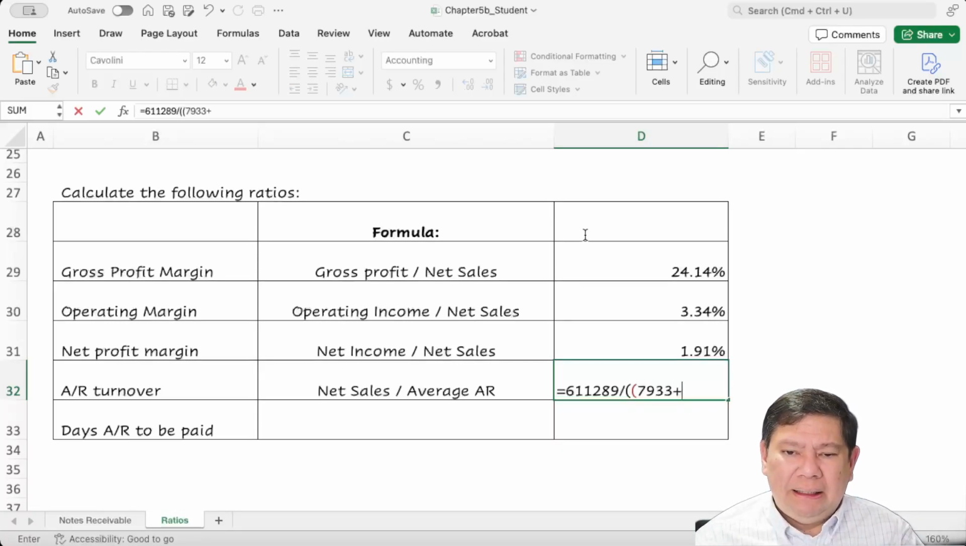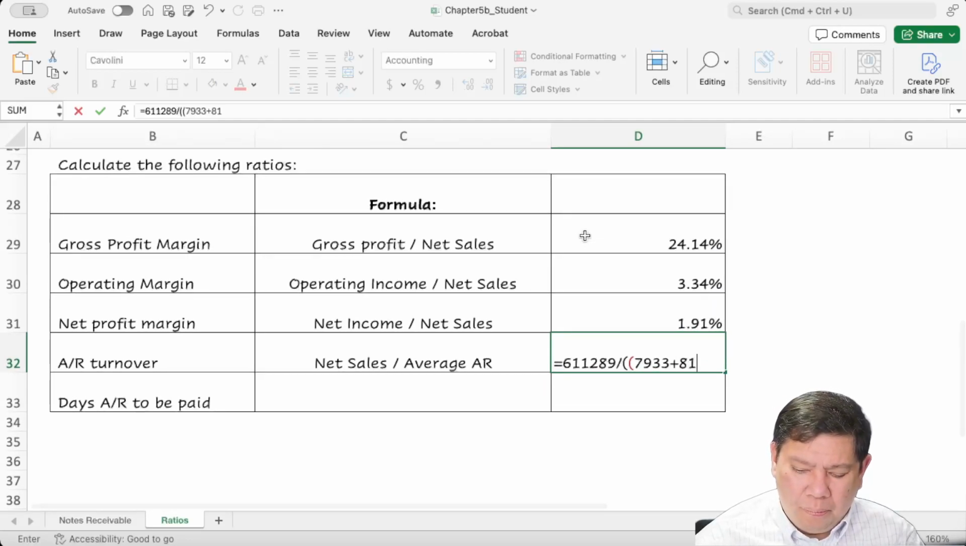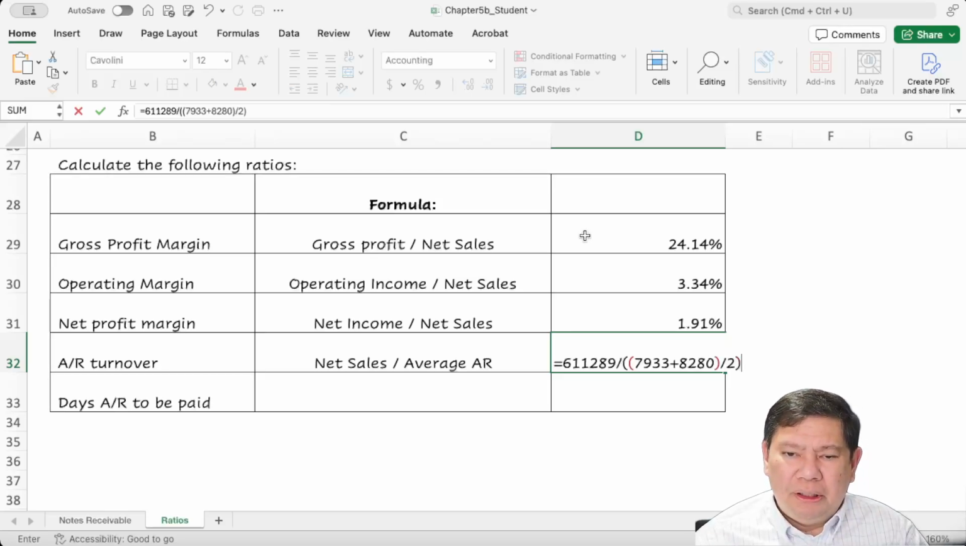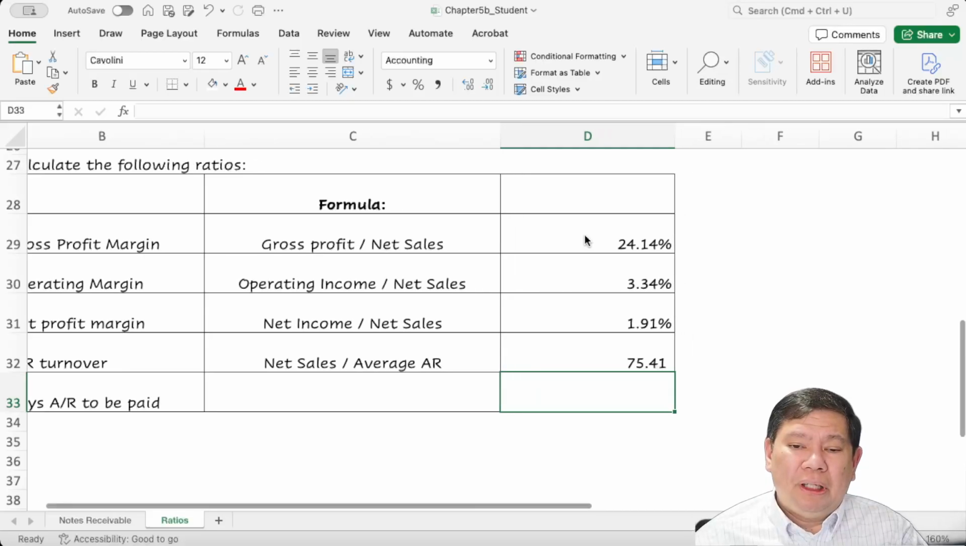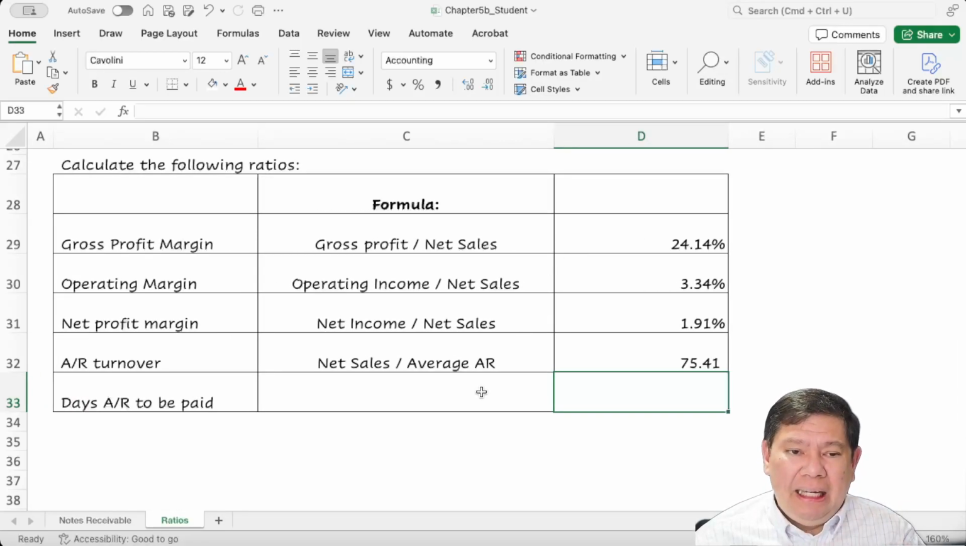7,933 plus 8,280 divided by 2. Close the bracket. Okay, so 75.41 in a year. So they have this accounts receivable turnover of 75.41 in a year.